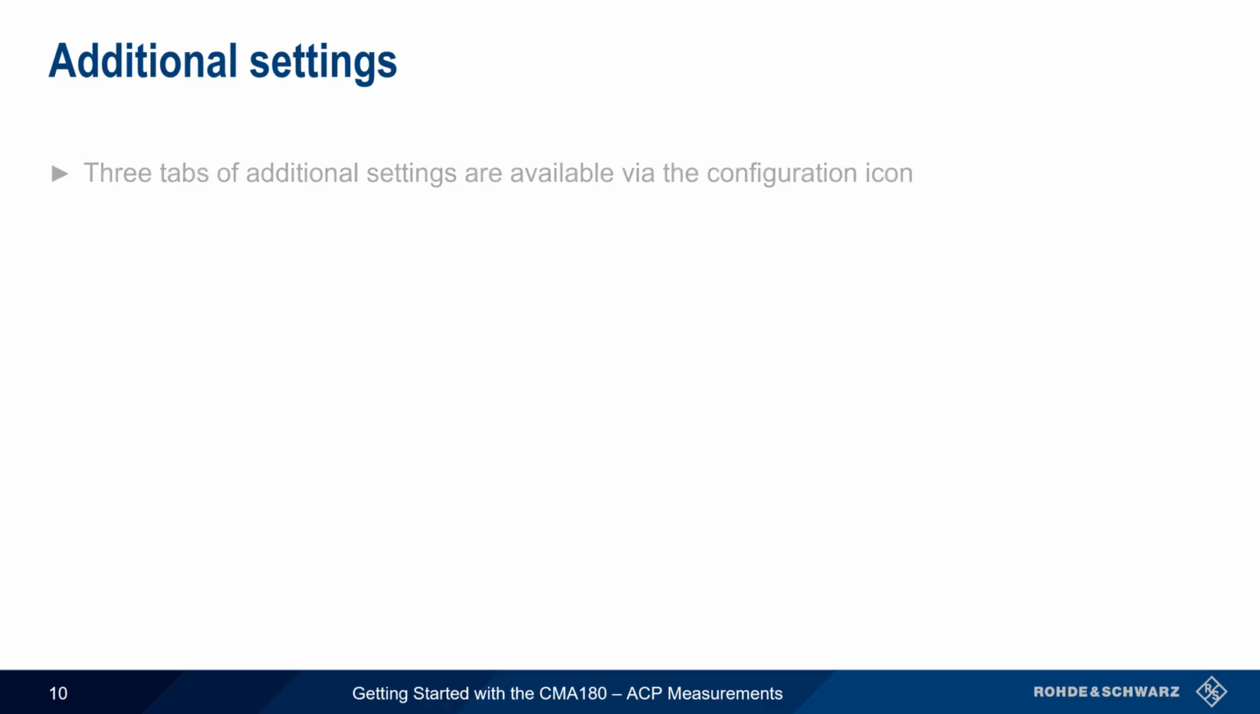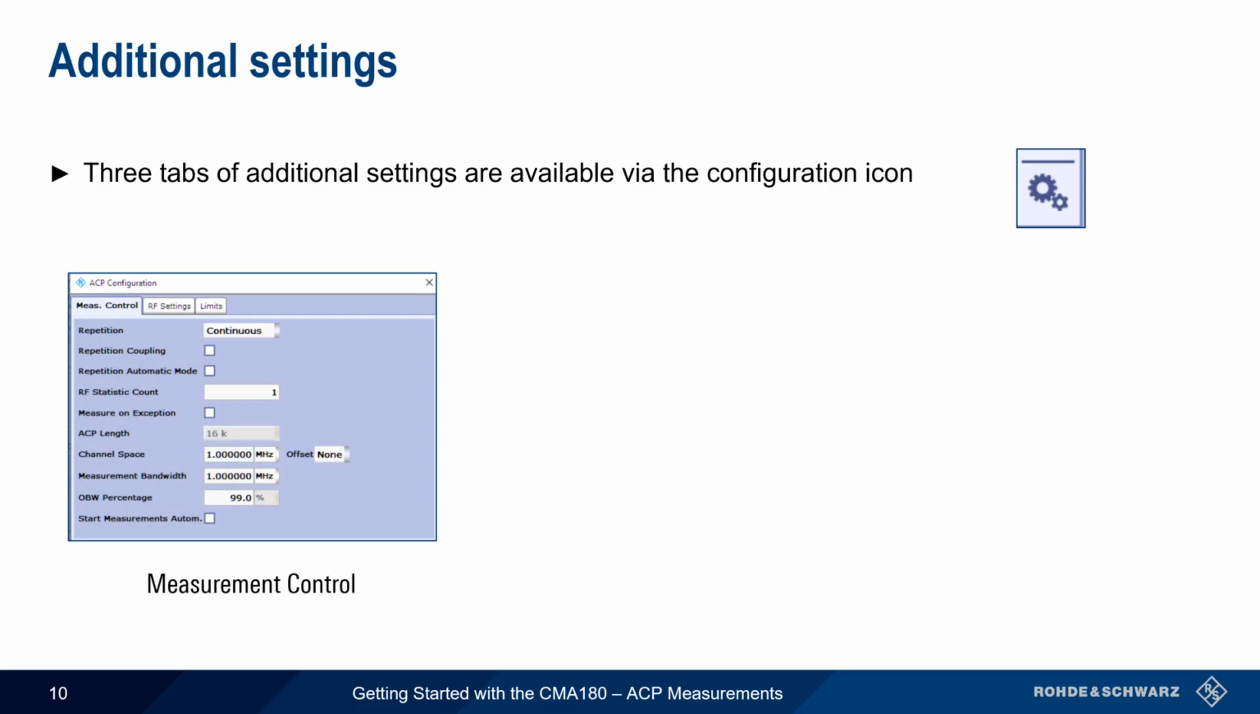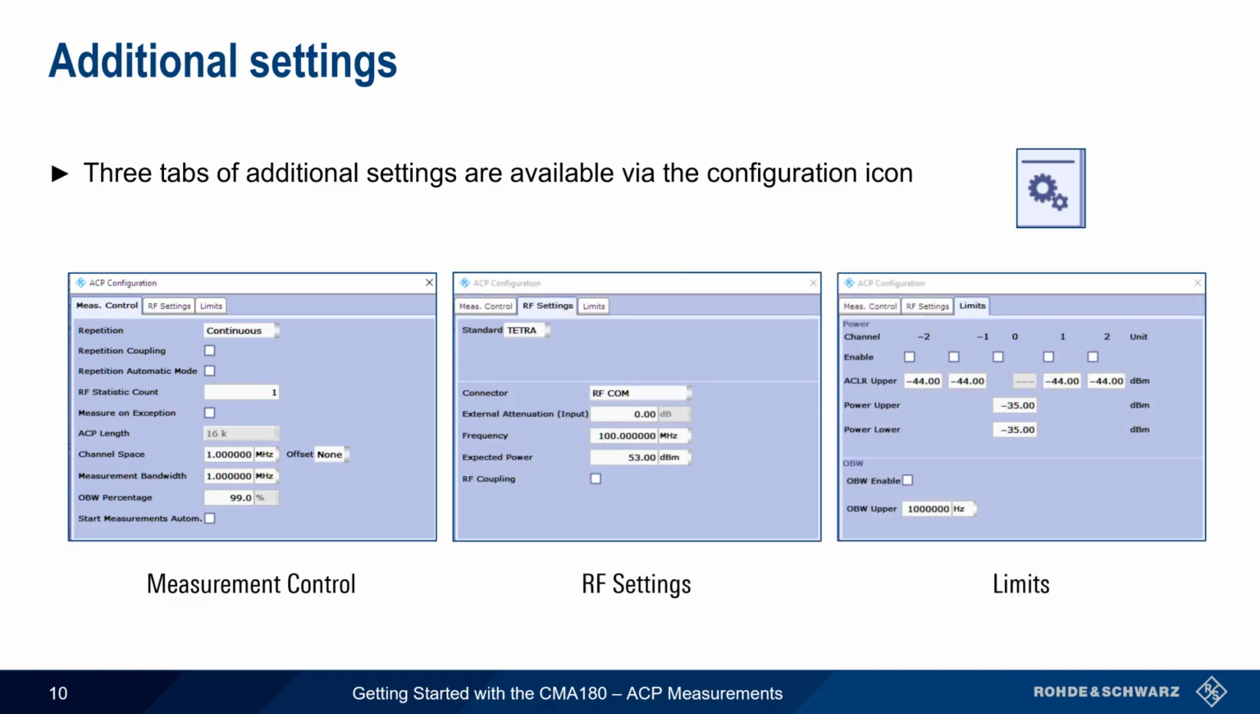The configuration icon in the right bottom corner of the main screen provides access to various settings, some of which are not available from the main GUI. These are separated into 3 tabs: Measurement Control, RF Settings, and Limits. Let's take a closer look at some of these parameters, starting with Measurement Control.